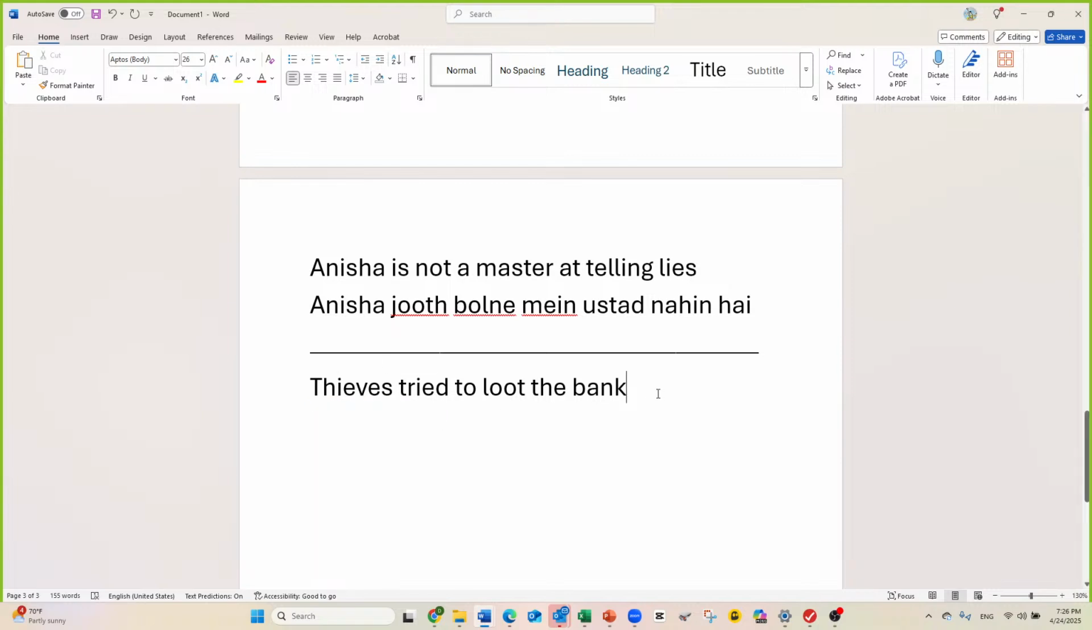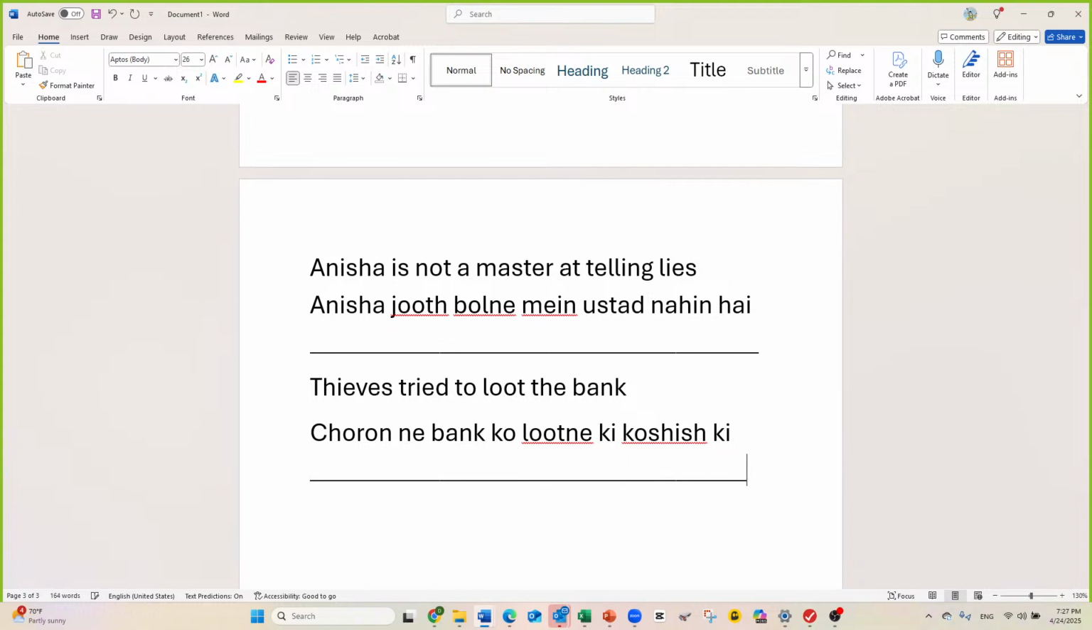So the Hindi word for thieves is chor. Chor is singular and plural will be choron. चोरों ने बैंक को लूटने की कोशिश. Now what is कोशिश? कोशिश is trying. So say चोरों ने बैंक को लूटने की कोशिश की. How would you say it, Kavi, now?